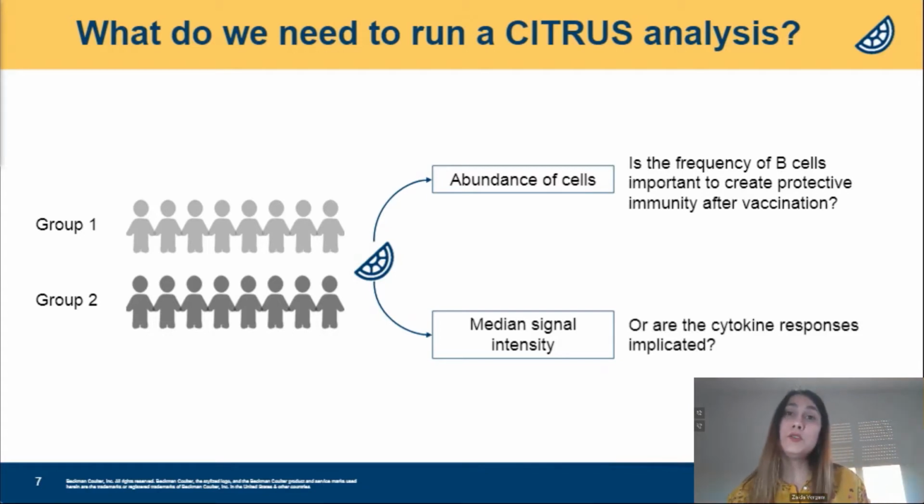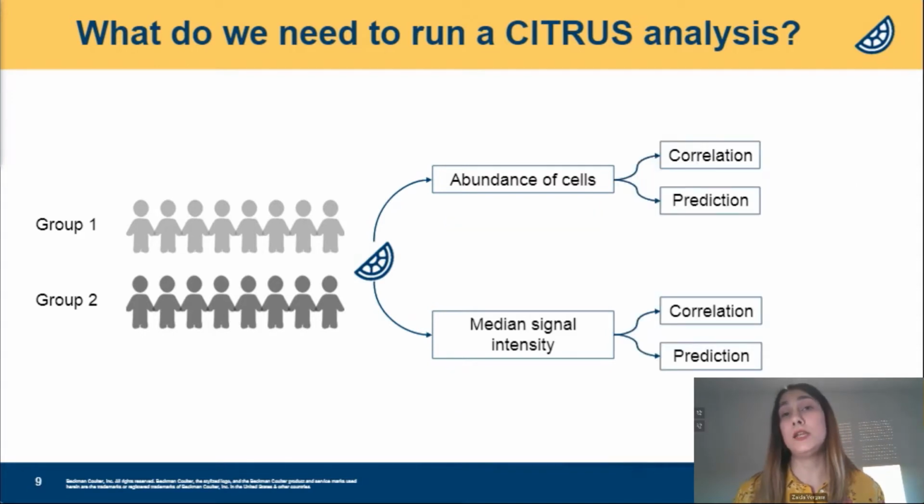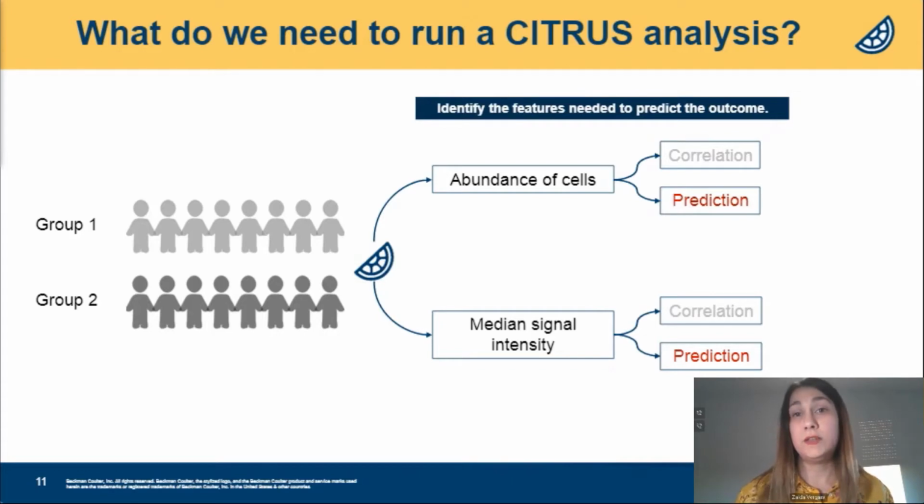And of course, we are going to choose one pathway or another depending on our panel. Typically, if we only have information about the lineage markers, we are going to look for differences in the abundance of cells, while if we have information about functional markers, those cytokines that we were talking about, maybe we want to focus on how those cytokines are expressed, looking at the median signal intensity. In any case, we are going to have the option to run Citrus in the correlation mode or in the prediction mode. With the correlative tools, we are going to identify all the significant clusters between the groups that we are comparing, while the predictive tools are going to identify only the features that are needed to predict the outcome.